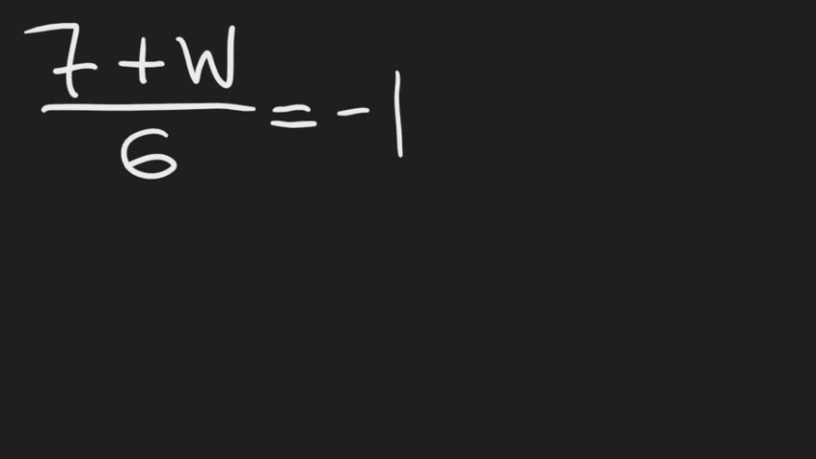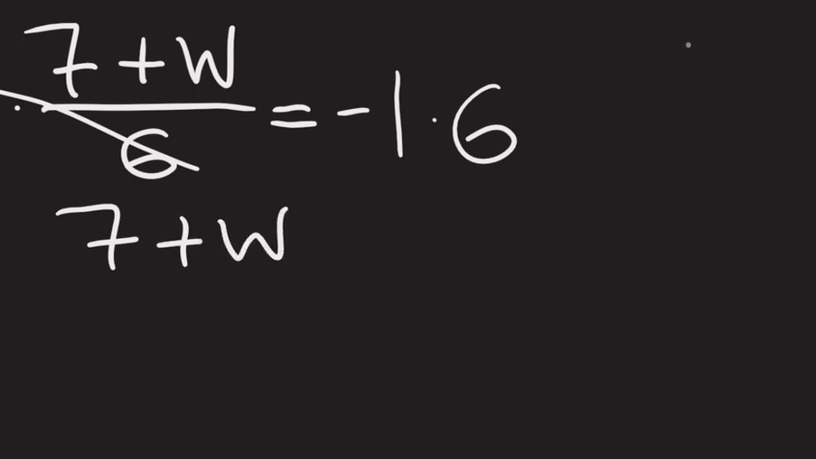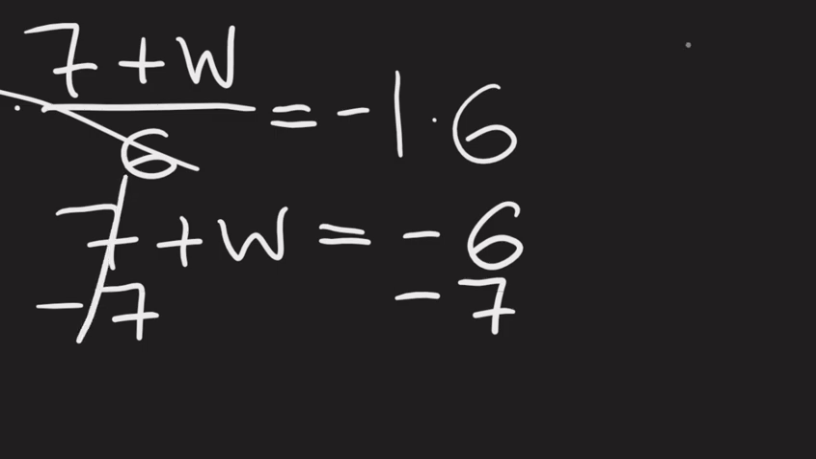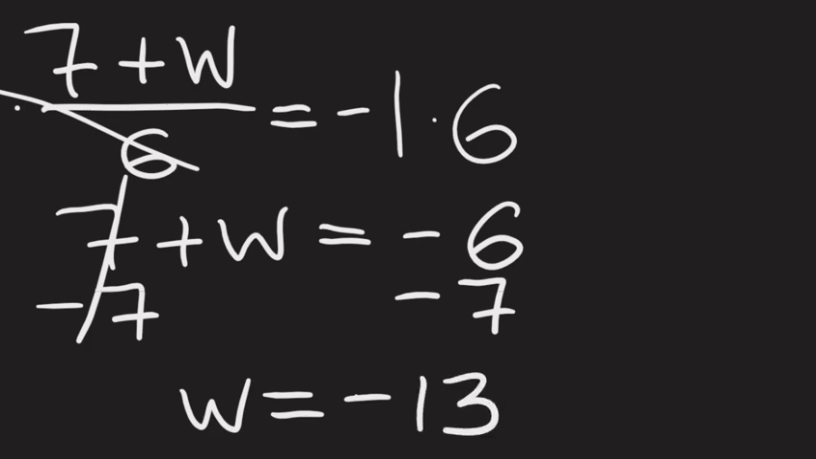Messed up there. Negative 1. We're going to multiply both sides by 6. This is going to give us 7 plus w equals negative 6. And then to get w by itself, we have to subtract 7 on both sides. This is going to give us w equals negative 13.